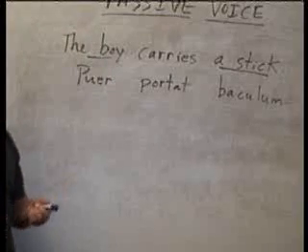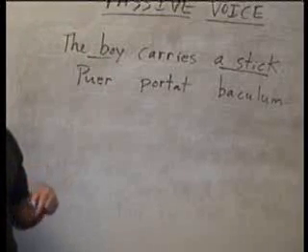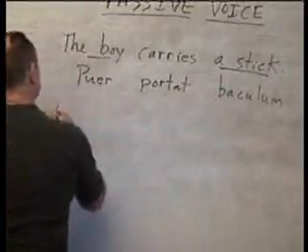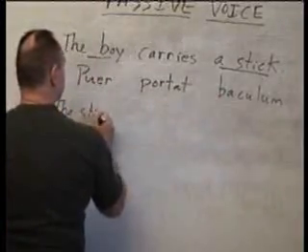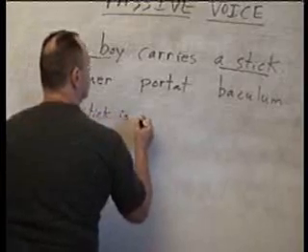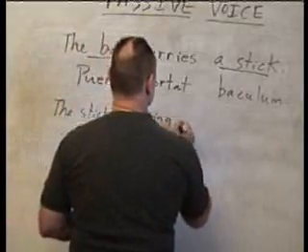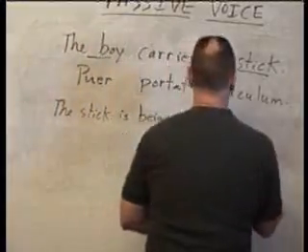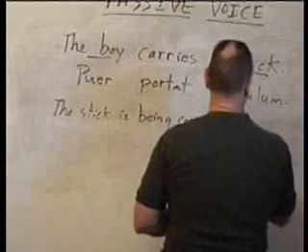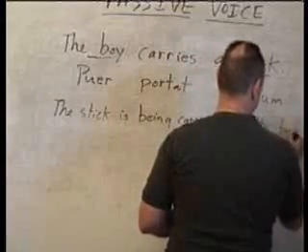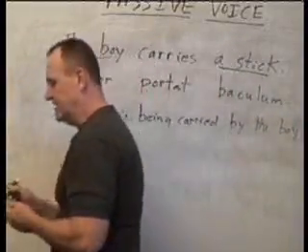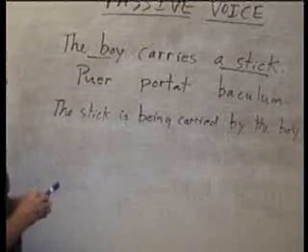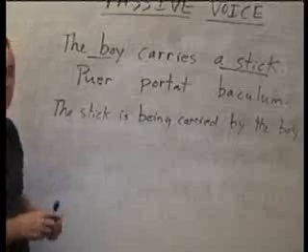Now you can take any active sentence in any language and make it passive. How do we make this passive? By doing this. The stick is being carried by the boy. Notice I have to use all these little helping words here in English. Okay. This is what we're going to be focusing on today, folks. This is a passive sentence here. The stick is being carried by... This is still a sentence.